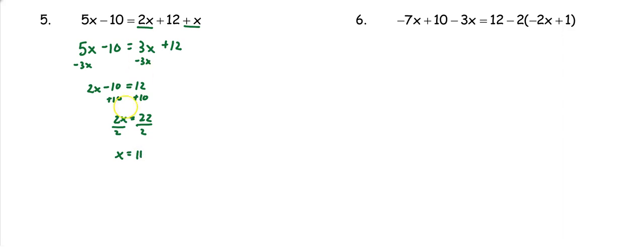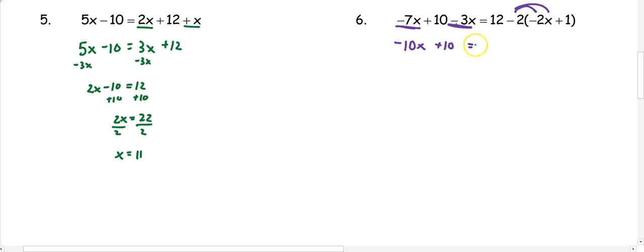In number 6, we're combining everything we've talked about. So first, we're going to combine like terms on the left side, and we get negative 10x plus 10. On the right side, we need to distribute the negative 2. So we have 12 plus 4x minus 2. The 12 and the negative 2 can be combined as well. So we have negative 10x plus 10 equals 4x plus 10.